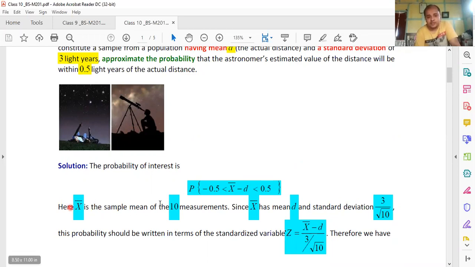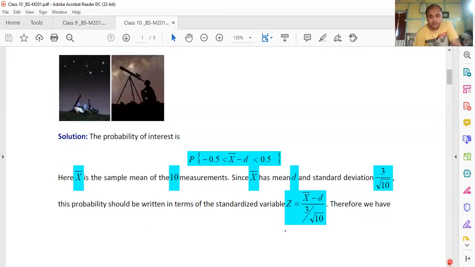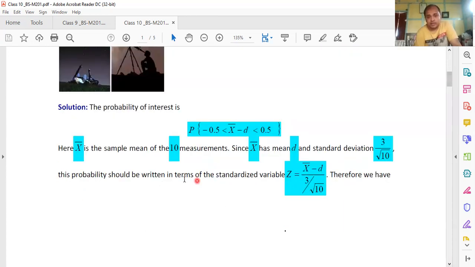Now here x bar is the sample mean of the 10 measurements. X bar has mean d and standard deviation 3 by root over 10, where I applied the theorem that I talked about in the previous session. This probability should be written in terms of the standardized variable capital Z, x bar minus d by 3 by root over 10.